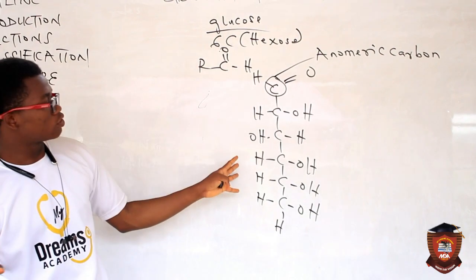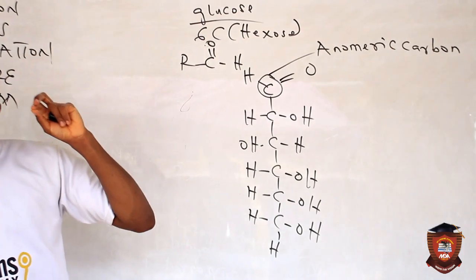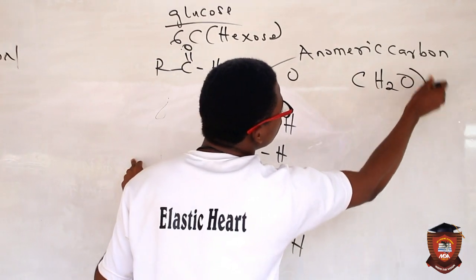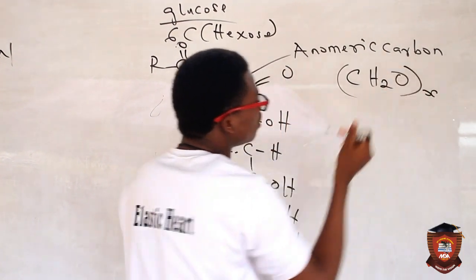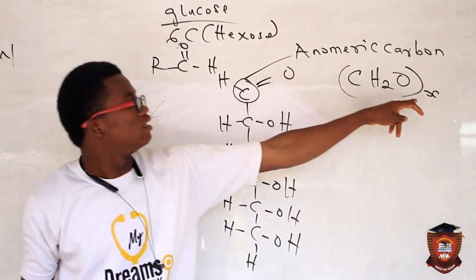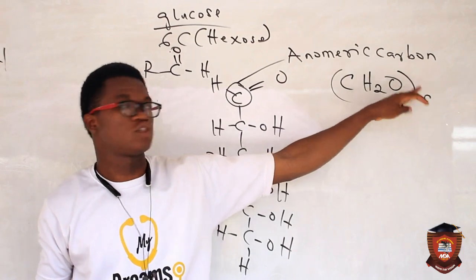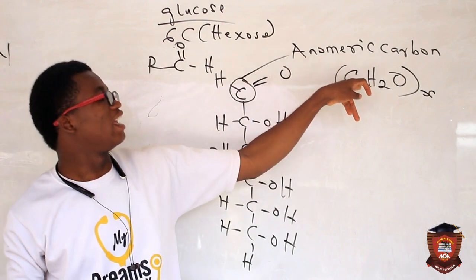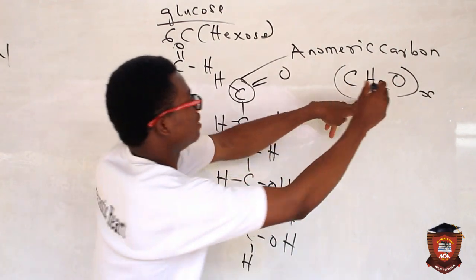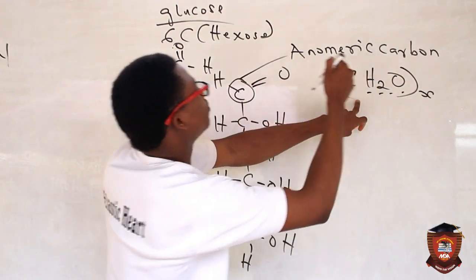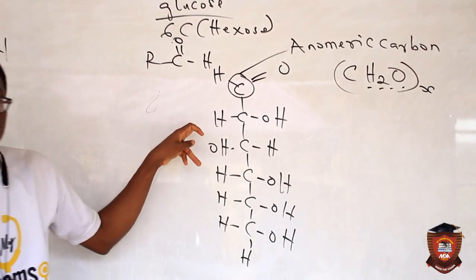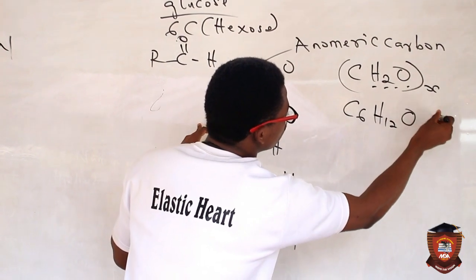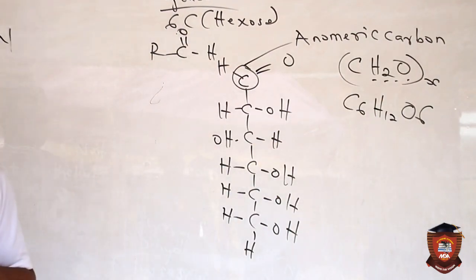So this is our glucose molecule, and the empirical formula for glucose is (CH2O)x. This x is the multiple. You can use it to multiply this. So that is why it is called a carbohydrate, because it is a hydrate of carbon. This is the hydrate part, the H2O, and this is carbon. So for glucose, we have the molecular formula as C6H12O6. So if you run a count, you can achieve this.